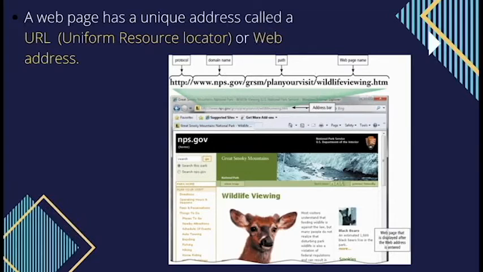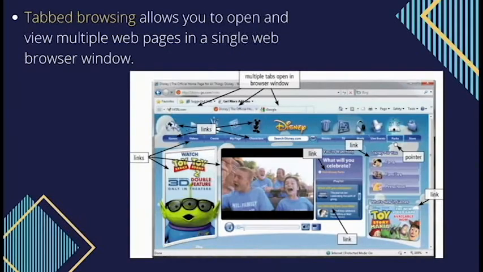Right. Next, we have tab browsing. Tab browsing allows you to open and view multiple web pages in a single web browser. We are familiar with tabs: one tab on msn.com, another tab on another website.